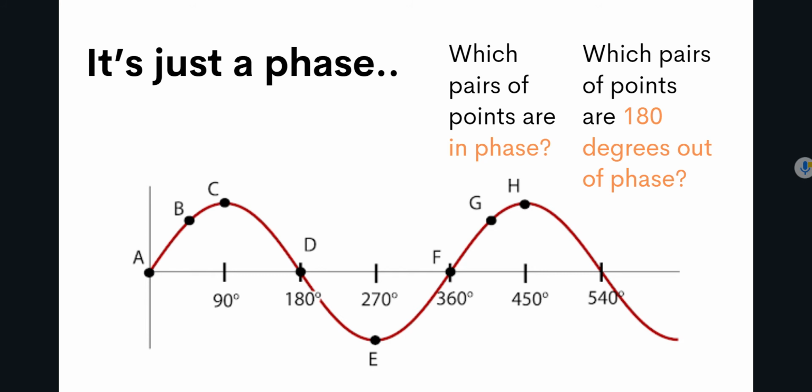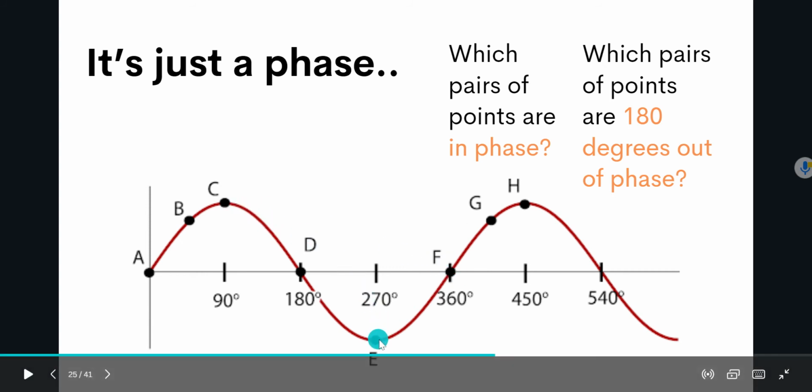Okay, the 4 pairs of points we have are A and D. Those are 180 degrees out of phase. Then D and F are 180 degrees out of phase. And then C and E are going to be 180 degrees out of phase.